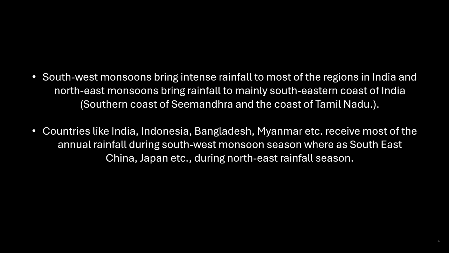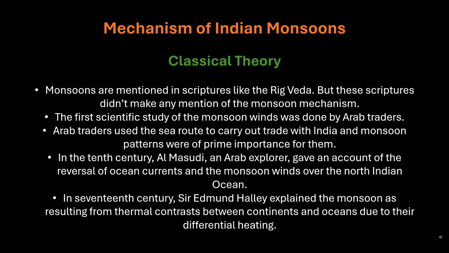Countries like India, Indonesia, Bangladesh, Myanmar, etc. receive most of the annual rainfall during the southwest monsoon season, whereas southeast China, Japan, etc. receive it during the northeast monsoon season. Mechanism of Indian monsoons.